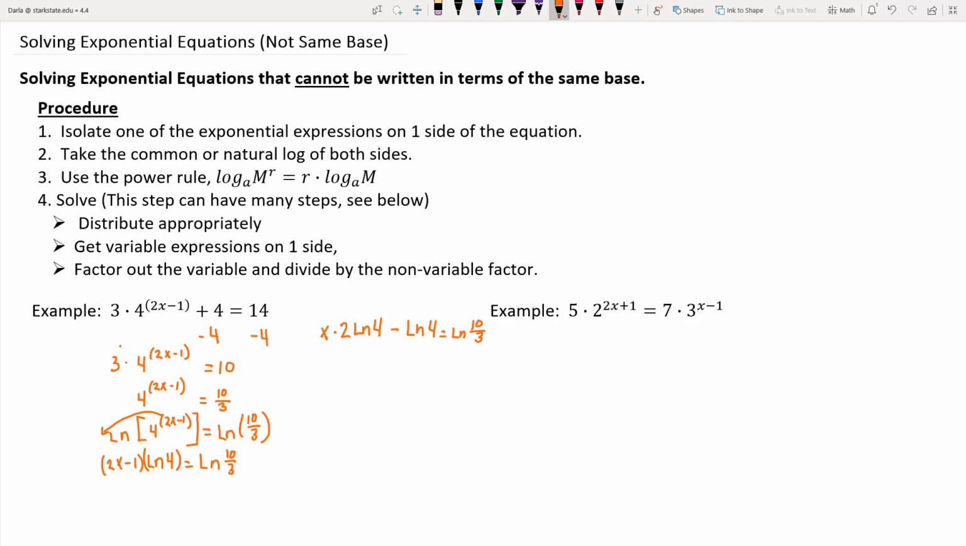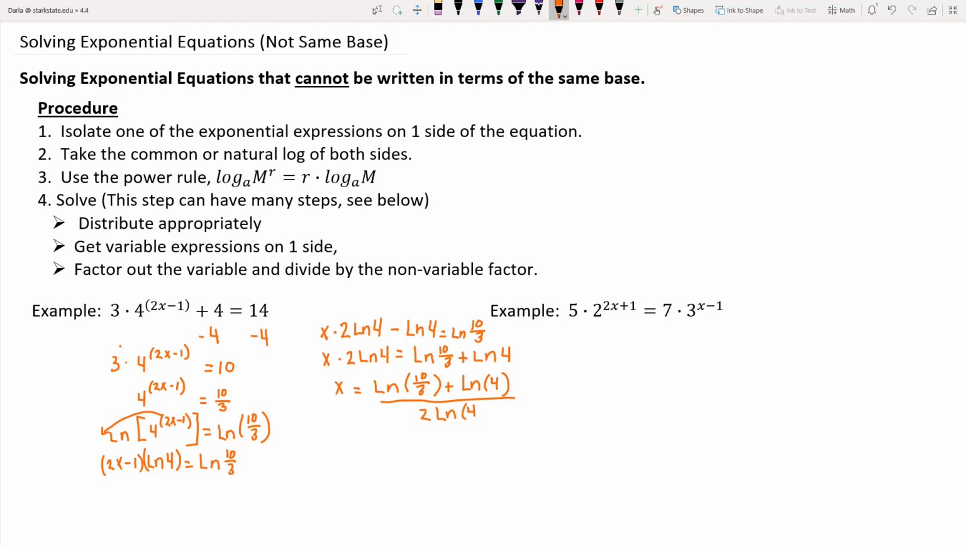I want to isolate the expression that has x, so x times 2 natural log of 4 equals, add the natural log of 4 to both sides, I get natural log of 10/3 plus a natural log of 4. And then last, divide off the 2 natural log of 4. So x equals the natural log of 10/3 plus the natural log of 4 divided by 2 times the natural log of 4.